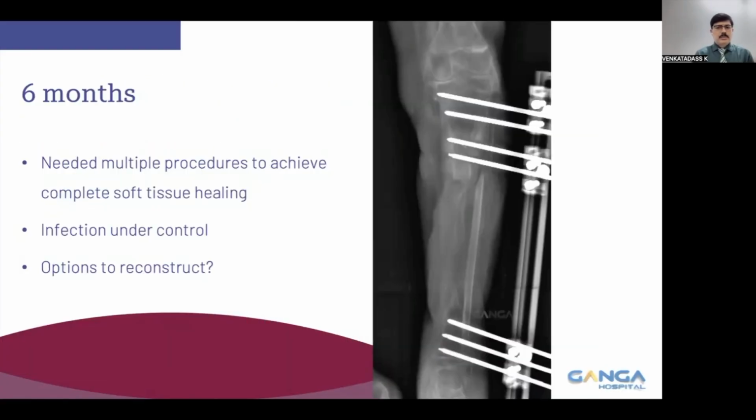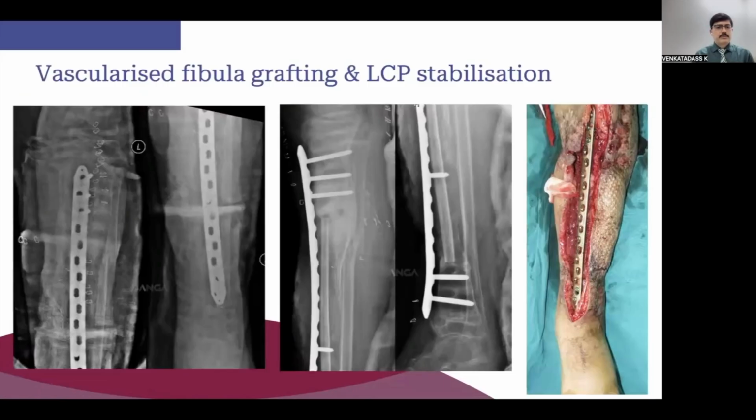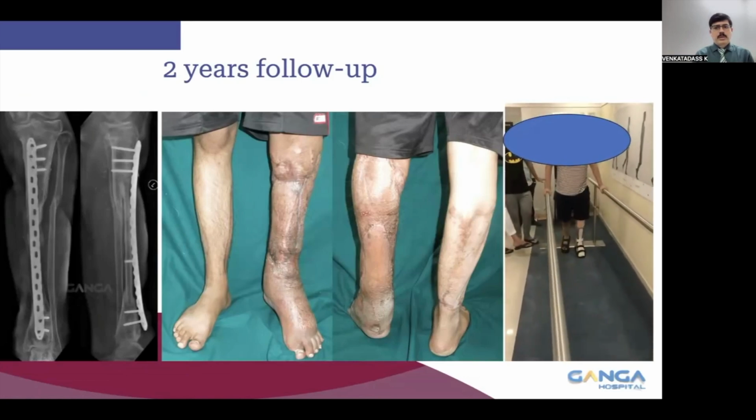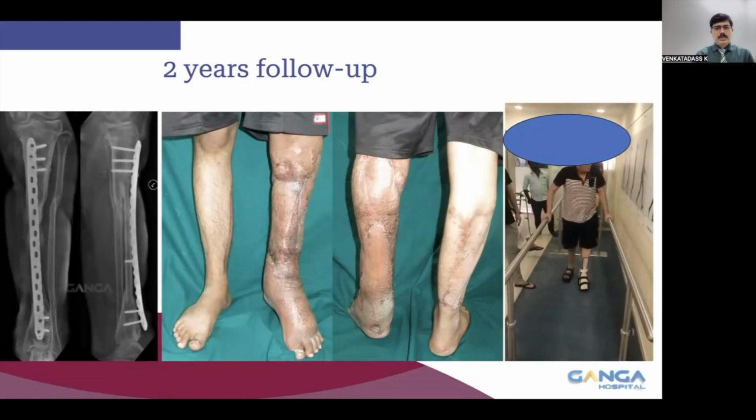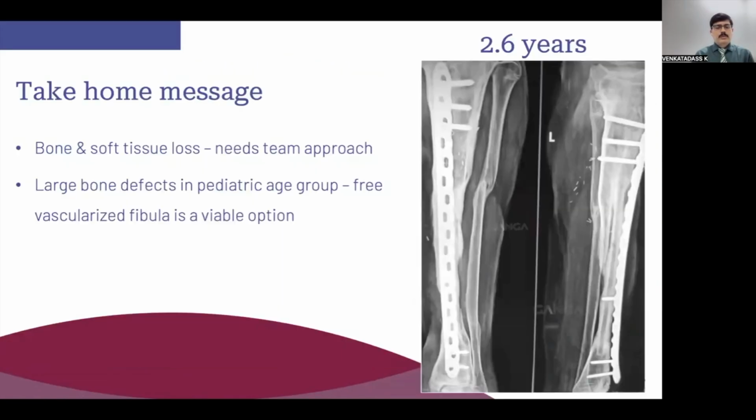You can see that the periosteum is trying to throw some bone out and the infection is controlled. And we went on to do vascularized fibular grafting in this fashion from the contralateral leg and fixed it with an LCP. And he went on to heal well at 2 years. And you can see that the fibula is incorporated well proximally and distally, and the patient is able to weight bear and walk. And the take-home message from this patient is that bone and soft tissue loss in an infected situation needs a team approach. For large bone defects in the pediatric age group, free vascularized fibula is a viable option. Thank you very much.